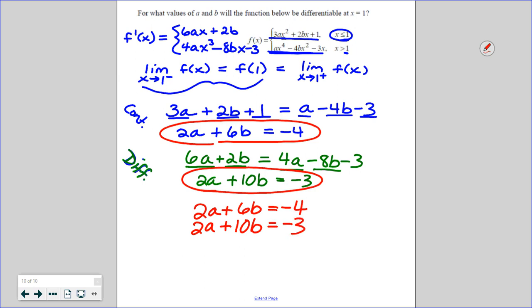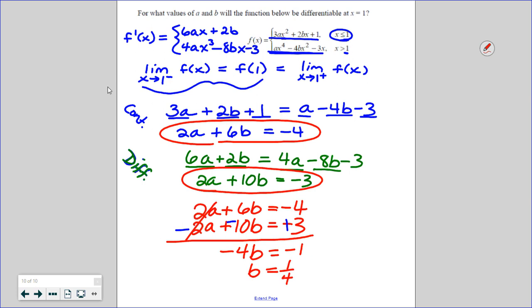I'm going to use the elimination method here, where you add straight down and you want one of your variables to cancel. But I'm noticing right now that nothing's going to cancel. So I'm going to multiply my second equation by -1 and flip all these signs so that my 2 a's cancel. Now I'm going to have 6b minus 10b, so that's -4b equals -4 plus 3, which is -1. Divide by -4, and b equals 1/4.